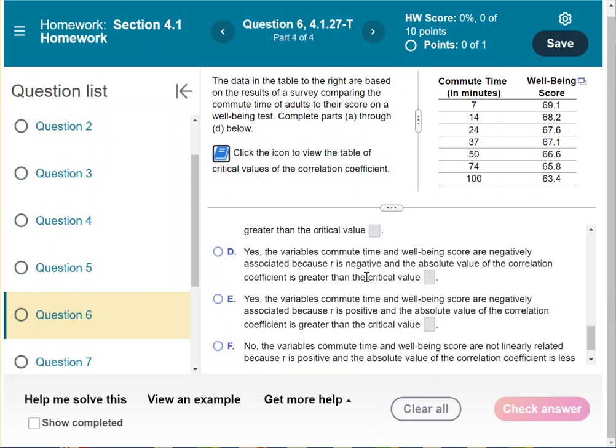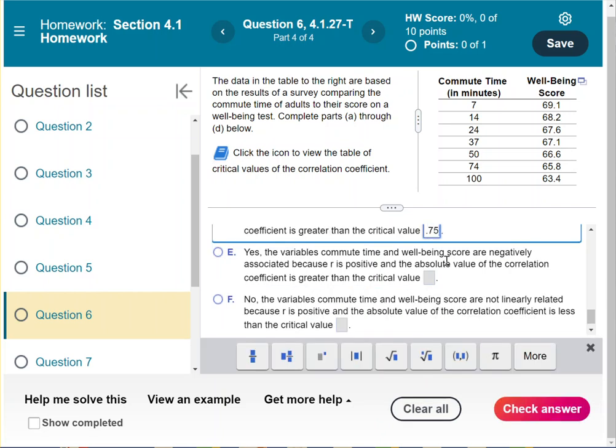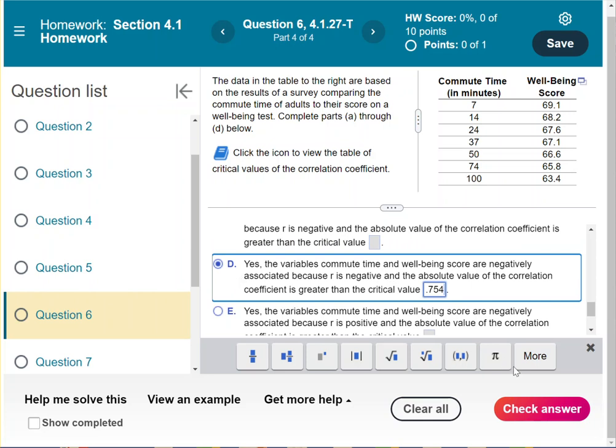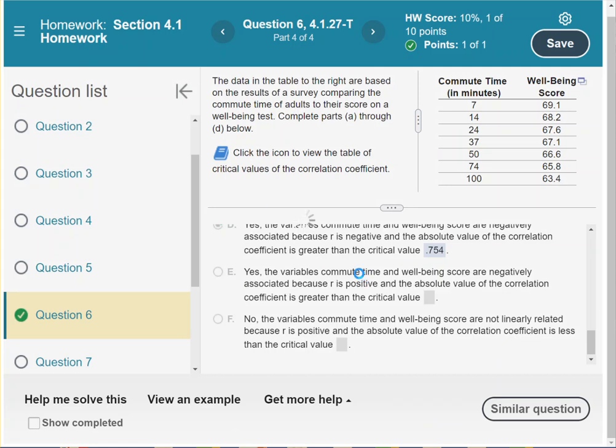So yes, and for D, the variables commute time and well-being are negatively associated because R is negative, and the absolute value of the correlation coefficient is greater than the critical value, which we found to be 0.754. So this is our option here, and that's it for that one.